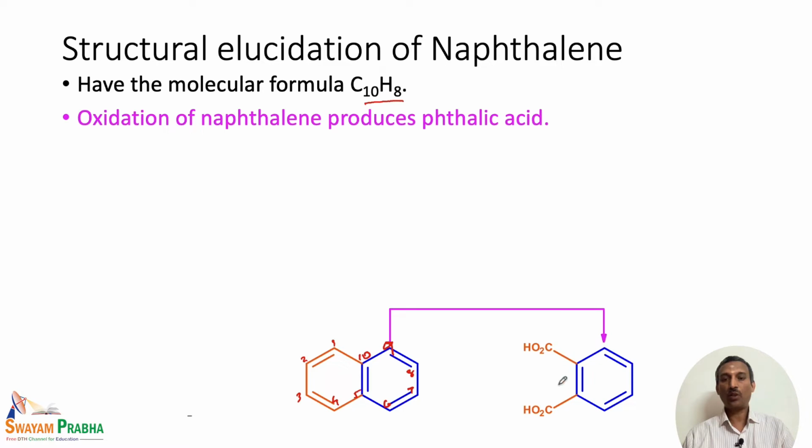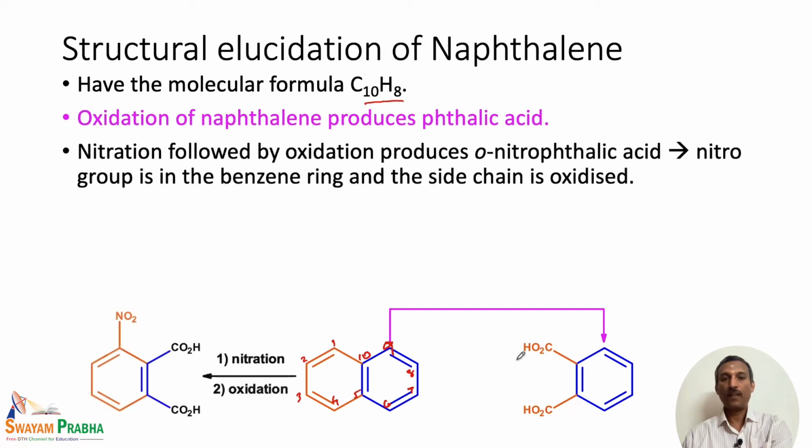position. 2 carboxylic acid groups are present on a benzene. So that compound is called phthalic acid. And again, if we do the nitration followed by oxidation, we end up with a nitrophthalic acid. So if we compare the two different oxidations, one is the direct oxidation of naphthalene, the second one is nitration followed by oxidation.